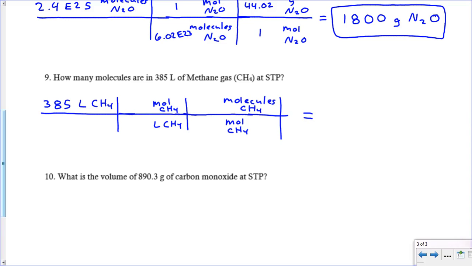Conversion factor, going from liters to moles: we know that there are 22.4 liters in 1 mole. Conversion factor going from moles to molecules: we know that in 1 mole, there's 6.02 times 10 to the 23rd molecules. And so we look here. There are three sig figs in all of these, so our answer should have three sig figs. If you calculate that, you get 1.03 times 10 to the 25th. And the units on that are molecules of CH4.